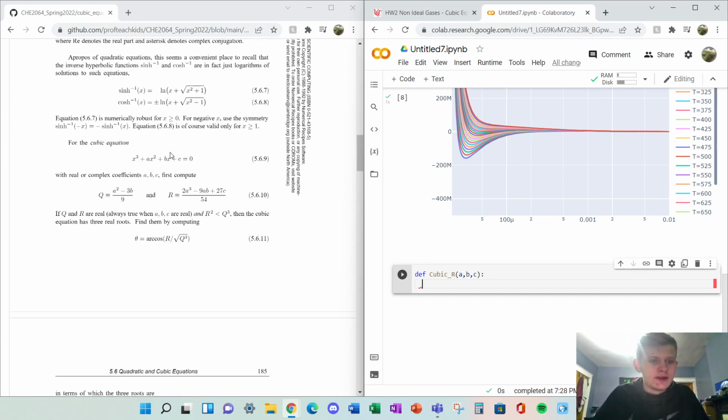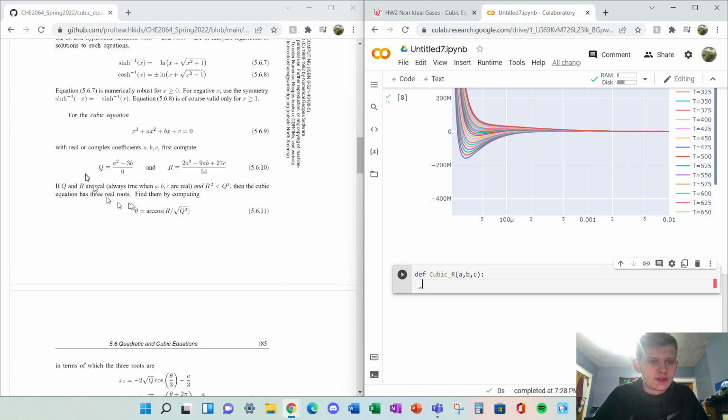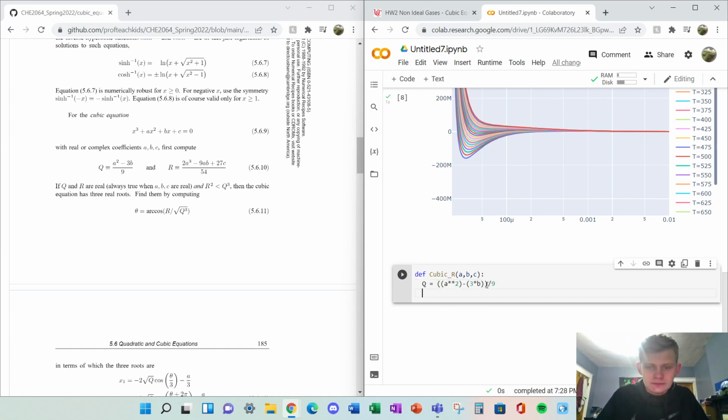Next thing we want to do is start with writing down our Q values and our R values. So from here, we're going to set our Q value as such. So we have something being divided by 9. We're just going to set that immediately. And then we're going to have our A squared value all separated off, and then we're going to have our B value multiplied by 3. And this should be good. We need to separate this off first.